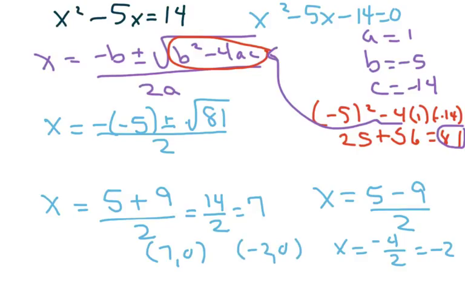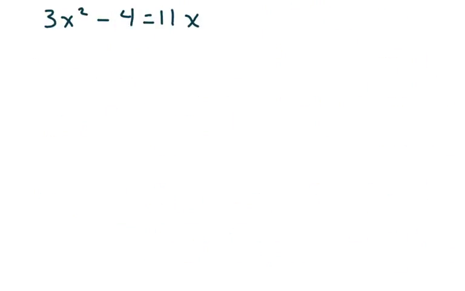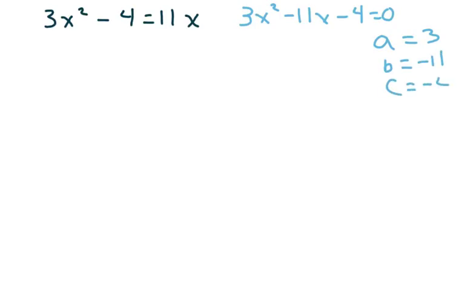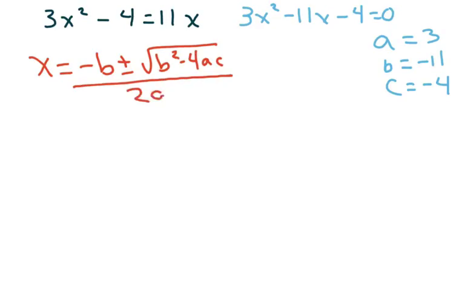All right? Now the next one we have is really out of order. So I'm going to rewrite this as 3x squared minus 11x minus 4 equals 0. I have a equal 3, b equal negative 11, and c equal negative 4. So let's write down the quadratic formula. Negative b plus or minus square root of b squared minus 4ac all over 2a.